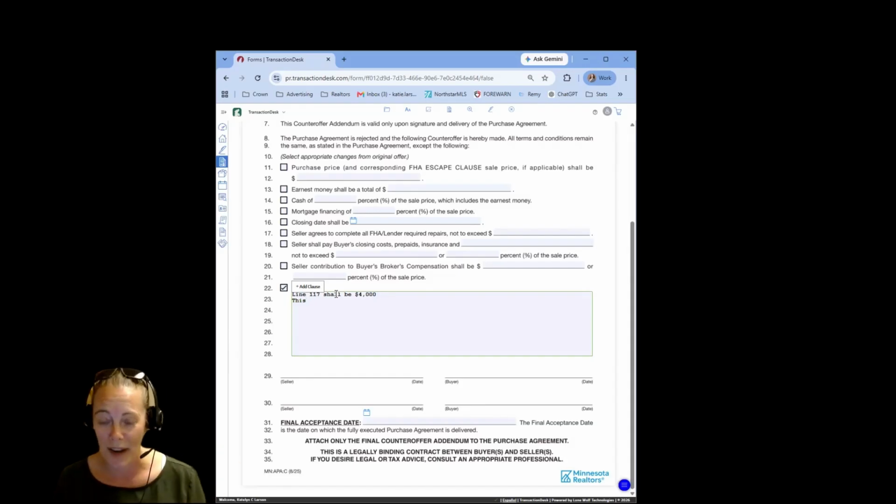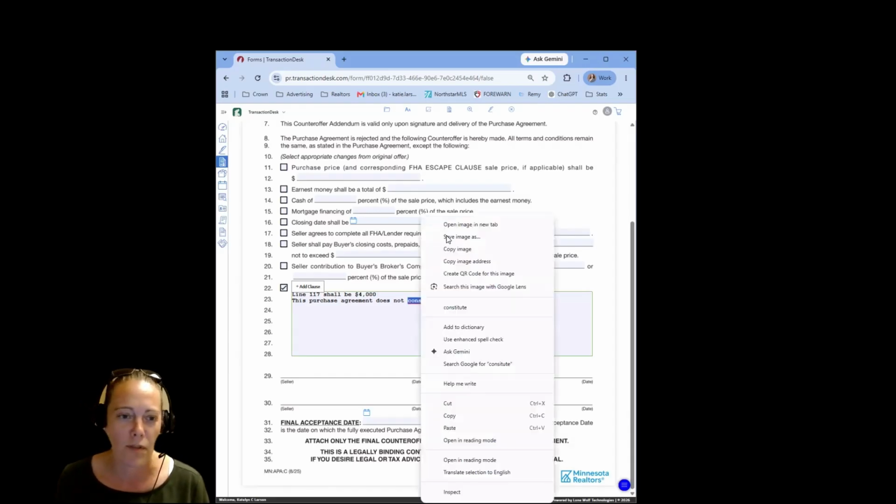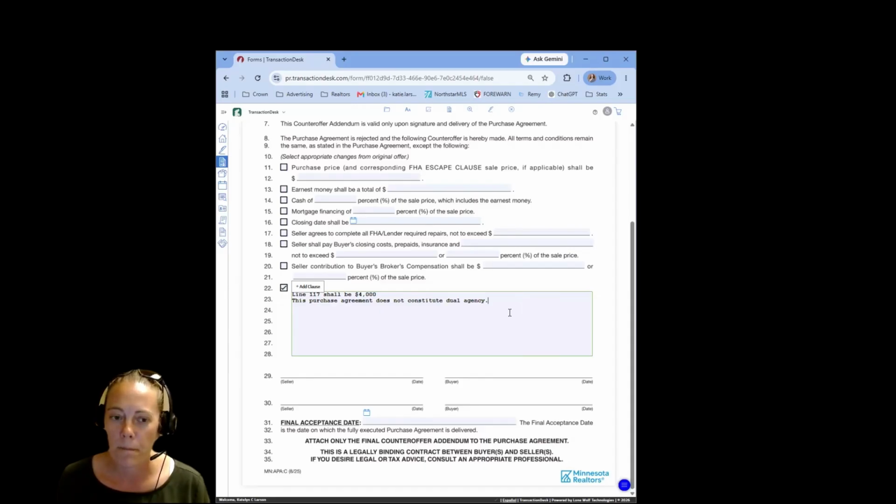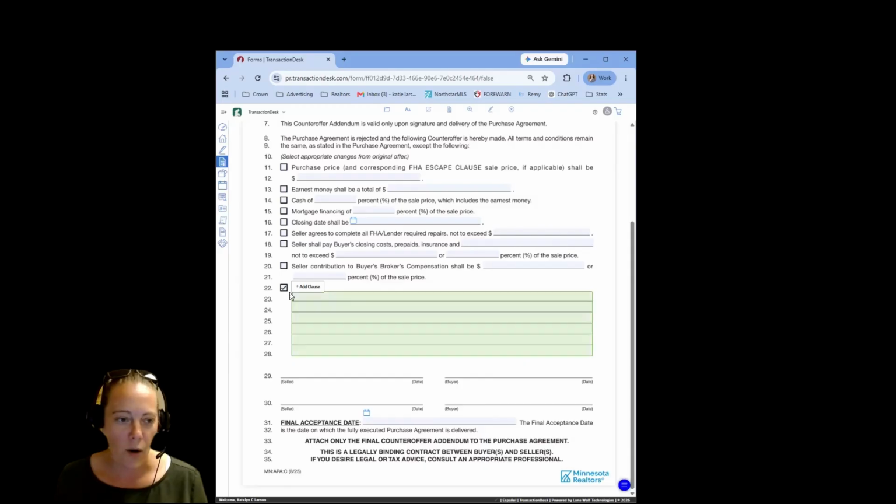If you need to change dual agency, you can write it right in this other category, right? This purchase agreement does not constitute, of course, dual agency. Maybe not an exclamation point. That's probably not professional. Okay. And then you could say lines blah blah blah shall be. So that's what you use the other category for.